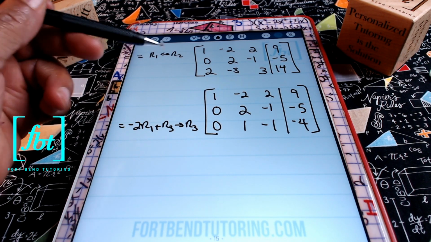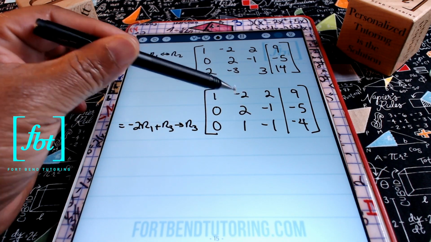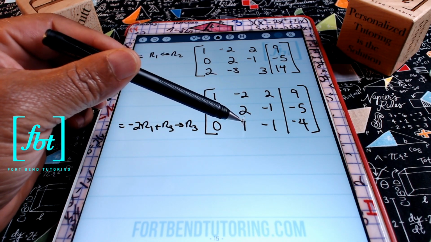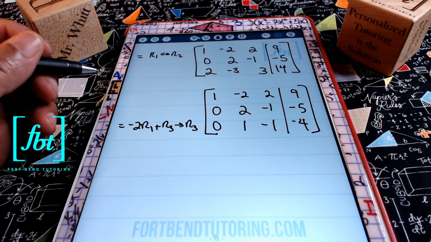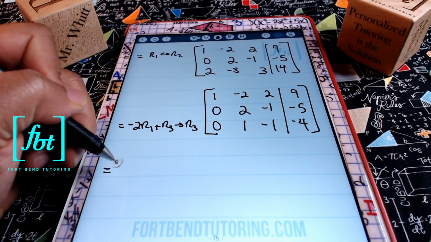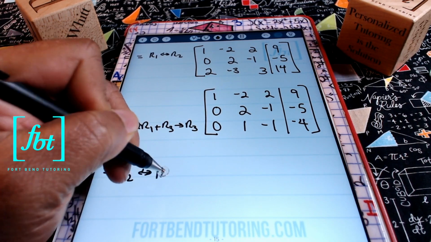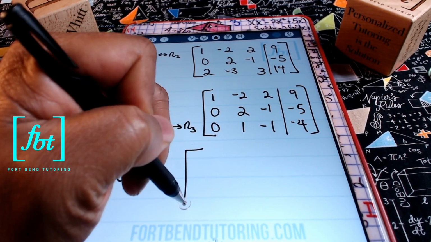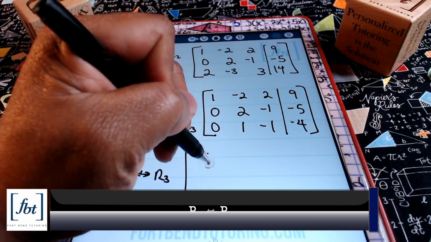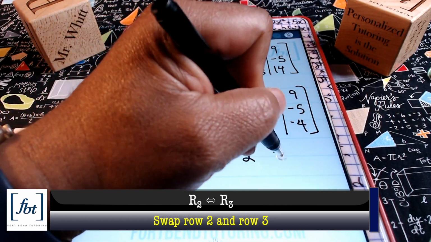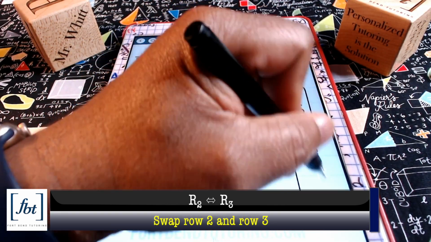The next thing, I want this term here to be a 1. And it looks like I already have a 1 element right here. So maybe we should swap again, guys. Let's go ahead and swap out row 2 and row 3 together. Okay. So with this swap, I'm going to end up with the first row being the same, just like this.